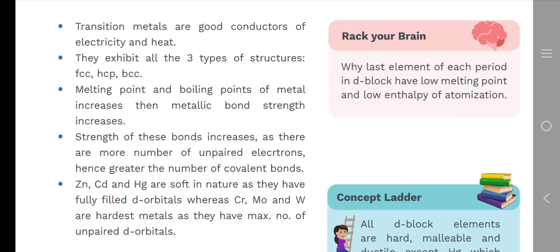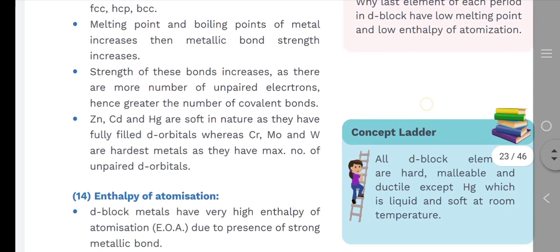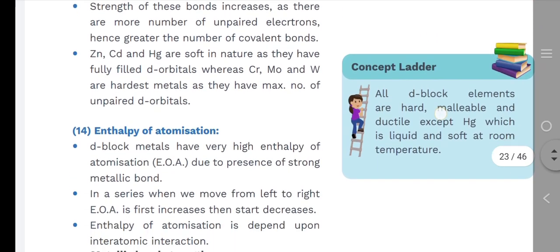Zinc, cadmium and mercury are soft in nature as they have fully filled d orbitals, whereas Cr, Mo and W are the hardest metals as they have the maximum number of unpaired d electrons.